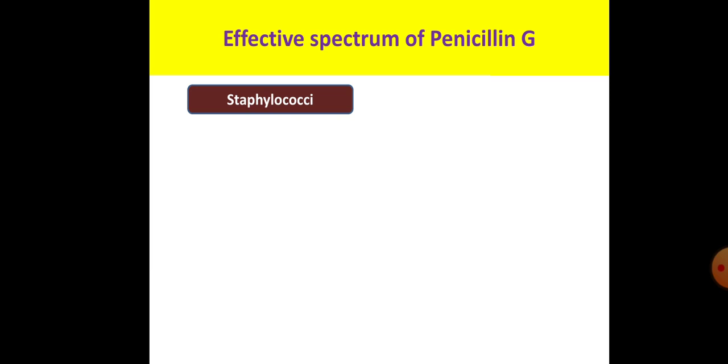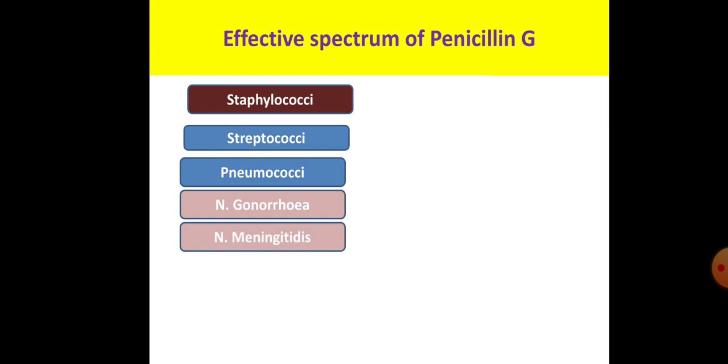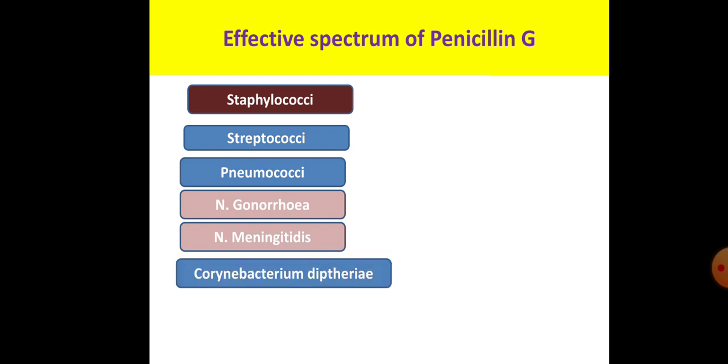So, in the antimicrobial spectrum of penicillin G, as we have discussed, penicillin G is primarily effective against gram-positive organisms. First we will look at the gram-positive cocci, that is staphylococci, streptococci, pneumococci. Then it is somewhat effective against the gram-negative organisms, that is Neisseria gonorrhoeae and Neisseria meningitidis. These are gram-negative cocci. And then it is effective against the gram-positive bacilli, and these are Corynebacterium diphtheriae, then Clostridia, including Clostridium welchii, tetani and other species.